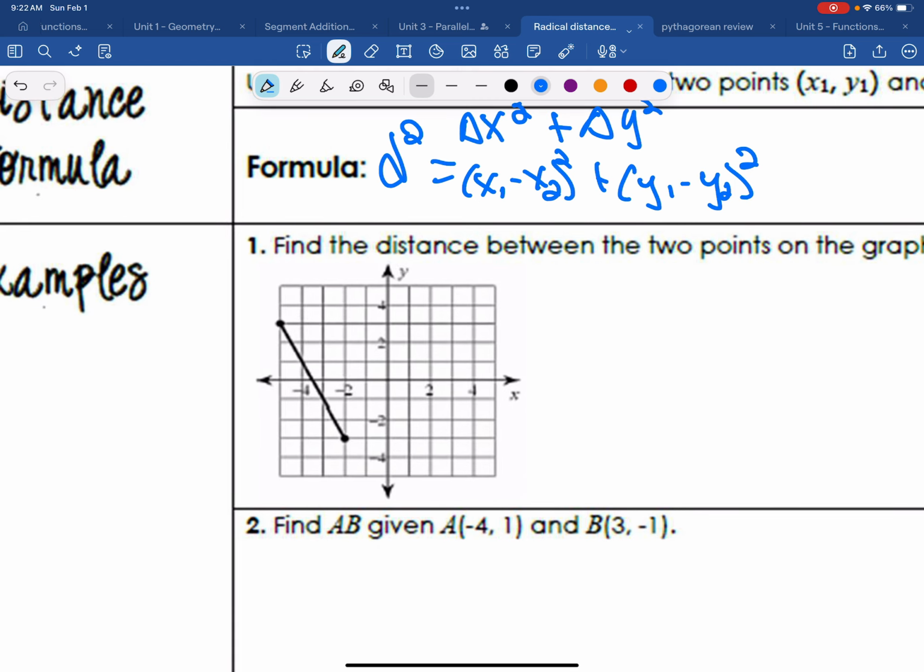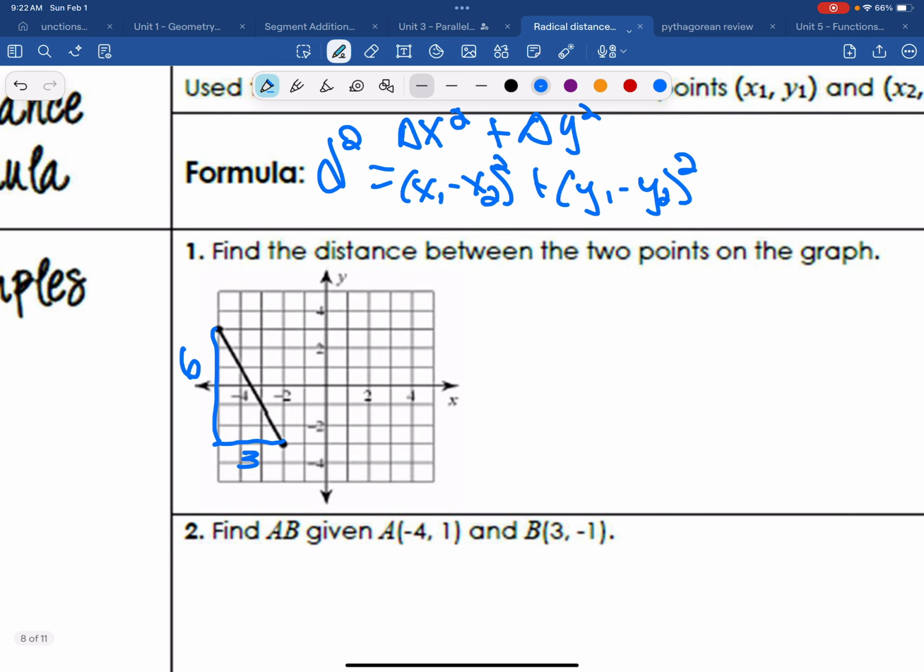All right, so if we recall back from our investigation, we know that we can find the distance of our line segment if we simply form a right triangle. So we know that the change in x is 3, and our change in y is 6. Let's get in the habit of writing our distance formula until we know it. It's d squared equals change in x squared plus change in y squared. So change in x would be 3 squared plus 6 squared.